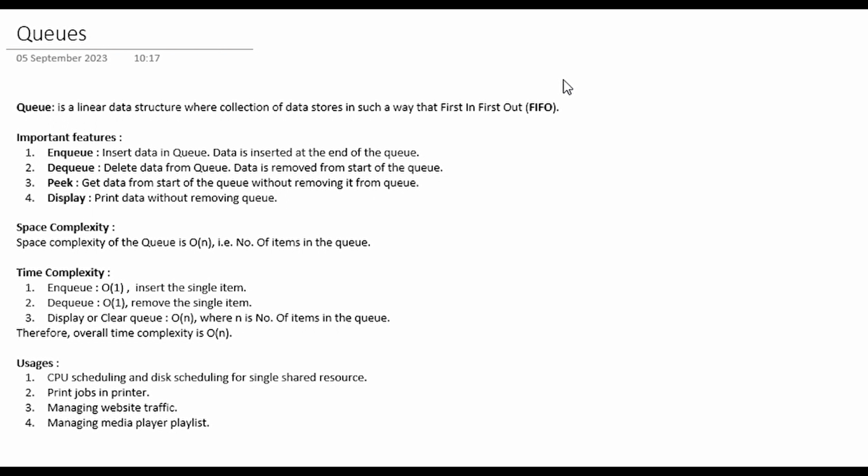Okay. And one more feature we are going to implement today is display. That is, print data without removing items from the queue. Okay, we are not clearing data from the queue as of now. We are only displaying the data. Okay, later on we will discuss space complexity and time complexity. So let's first start with some understanding about how a queue works.